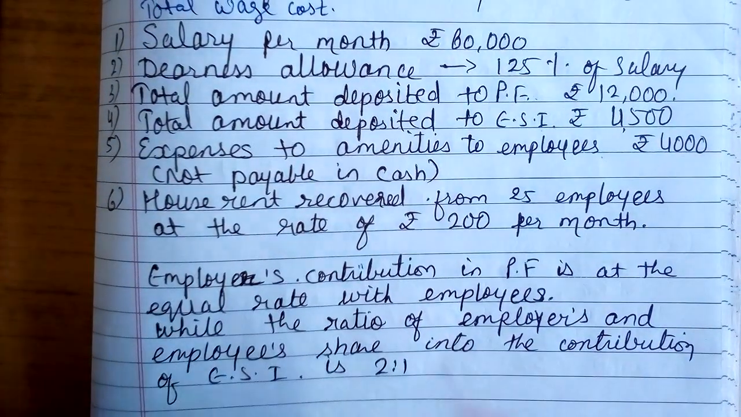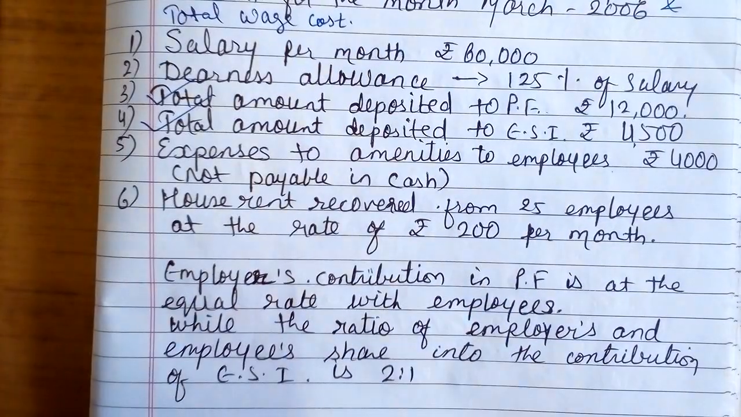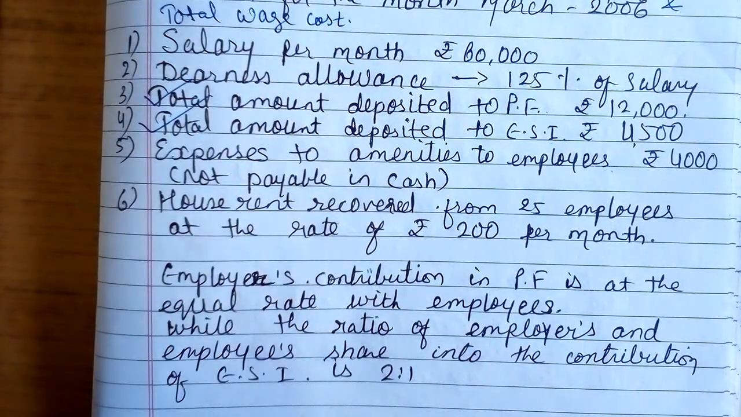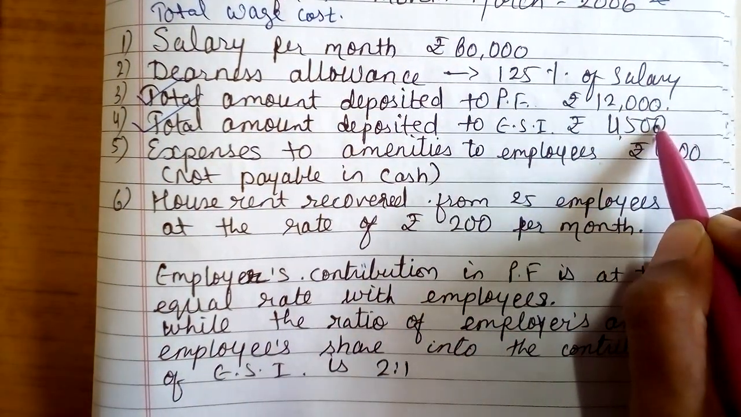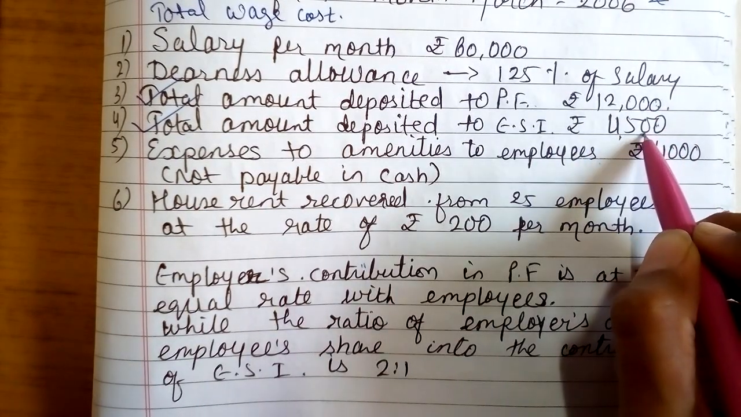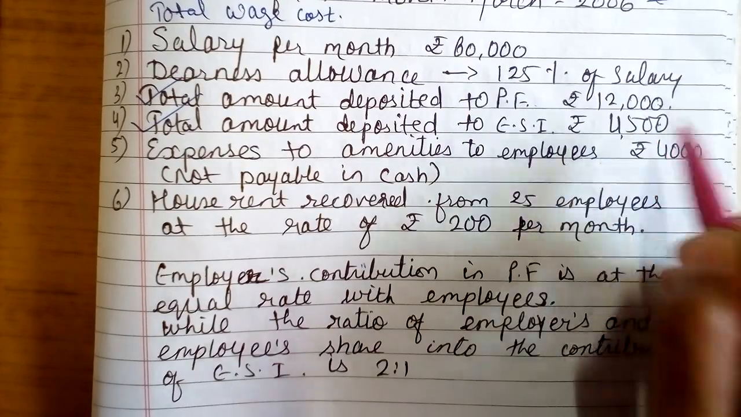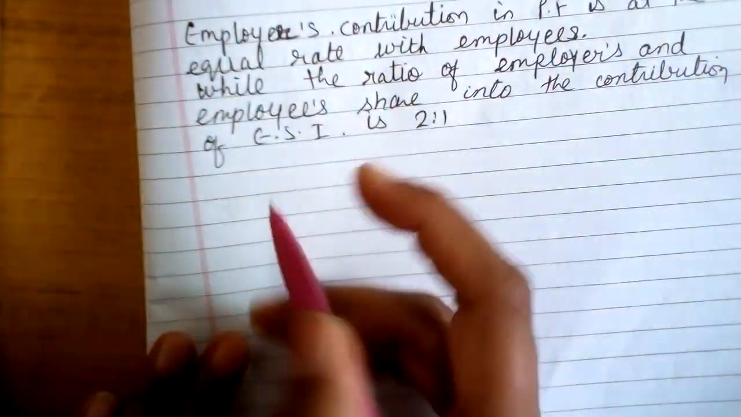So here we have been given two pieces of information: total amount deposited to PF and total amount deposited to ESI. This total amount represents the contribution of both the parties, employer as well as employee, right? So firstly we need to segregate these two amounts. So starting with the working note first.